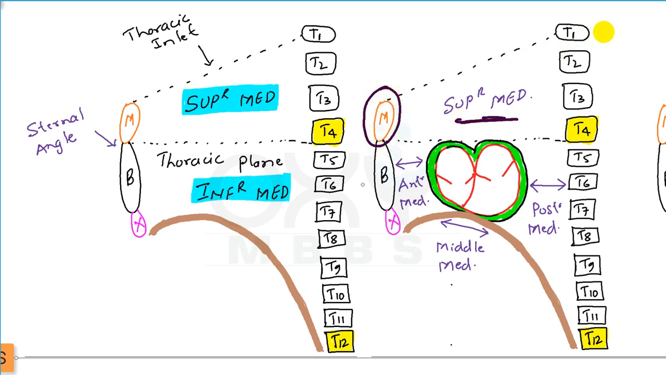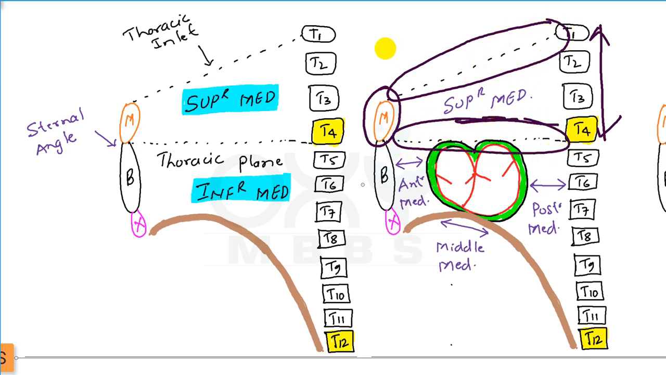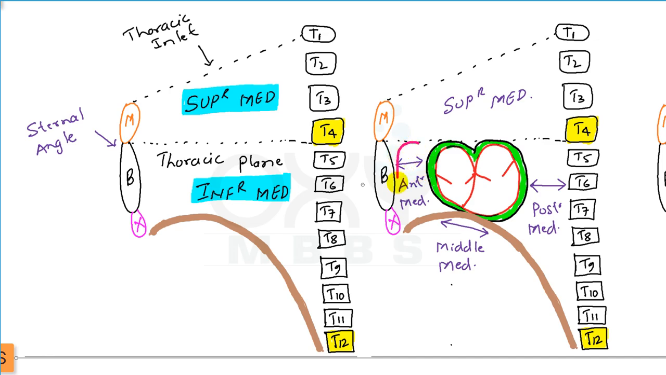So if we talk about the boundaries of the superior mediastinum, anteriorly this one is the manubrium of the sternum, posteriorly T1 to T4 thoracic vertebrae, superiorly thoracic inlet, inferiorly thoracic plane, and on the sides these are the pleura of the lungs. So this one is the superior mediastinum. Now coming to inferior mediastinum. The boundaries of the anterior mediastinum: anteriorly the body and the xiphoid process of the sternum, posteriorly the pericardium, inferiorly the diaphragm, superiorly the thoracic plane, and on the sides obviously the pleura of the lungs.